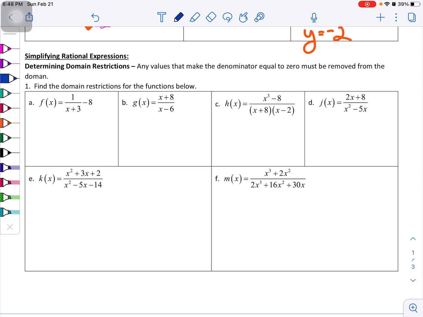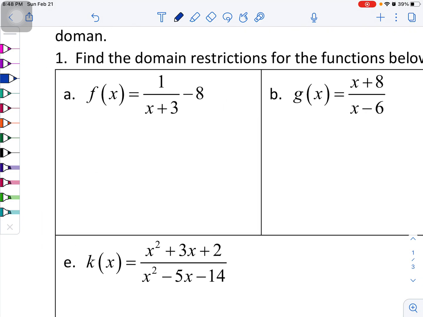So when we start doing this, what you want to do is figure out what does make the denominator equal to 0, and then basically say those are my domain restrictions. So let's take a look at part A here. The denominator is right here. Yes, we have a two-part problem. We've got 1 over x plus 3 and a minus 8. The minus 8, because it's not part of the fraction, is not going to be important to us. It's only the denominator. So x plus 3 is the denominator.